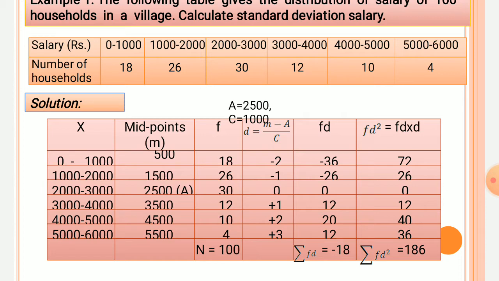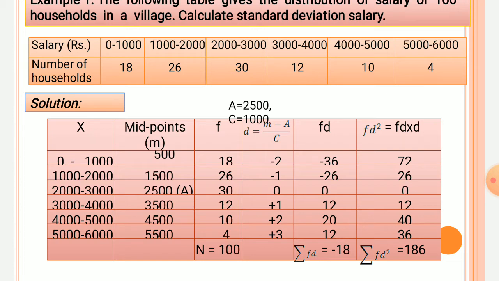1000 plus 2000 by 2 is 1500. 2000 plus 3000 by 2 is 2500. And 3000 plus 4000 divided by 2 is equal to 3500. Like that, 4000 plus 5000 gives 4500, and 5000 plus 6000 by 2 gives 5500. This is the calculation of the midpoint.